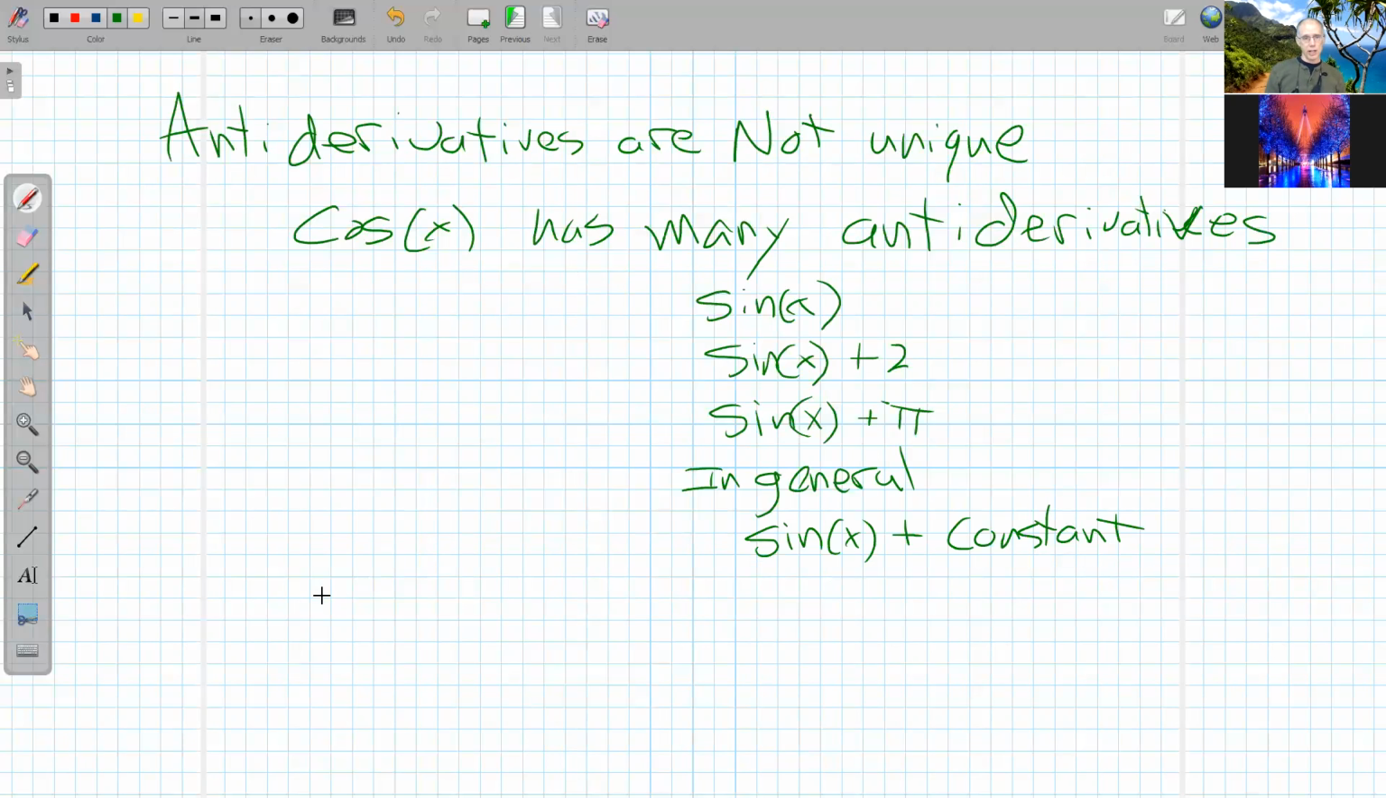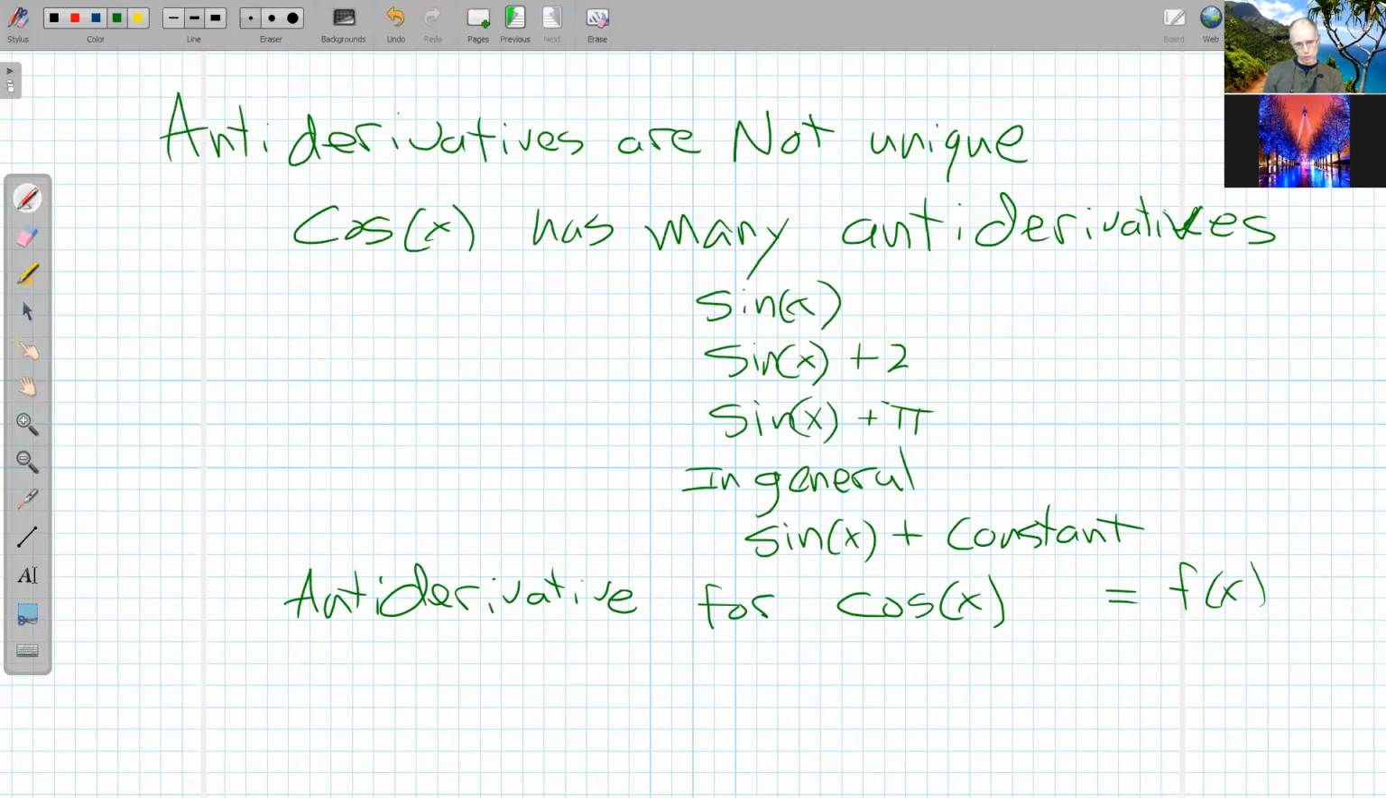So for example, if I wanted to find an antiderivative for cosine of x, so the antiderivative for cosine of x is some function f of x, and let's say I also know that f of 0 is equal to 2. So I know a point on the function I'm looking for. So in general, an antiderivative for cosine would be the sine of x plus c.